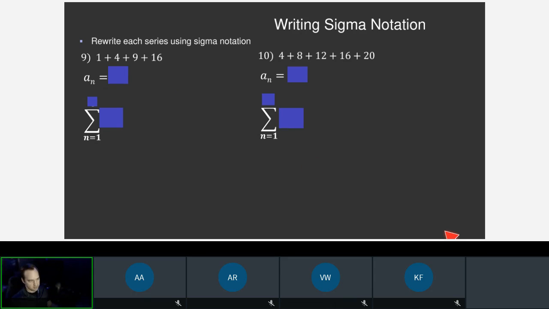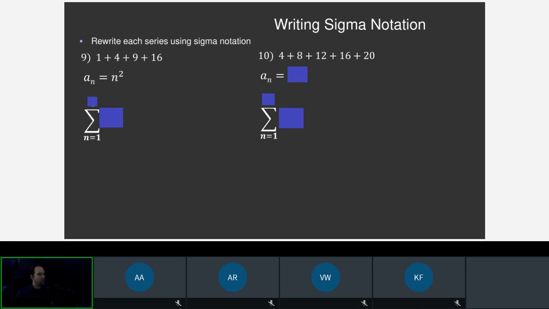N squared. Yep, it is n squared. So you're always squaring that term. So 1 squared is 1. When n is 2, 2 squared is 4. When n is 3, 3 squared is 9, and so forth. So we created the formula, n squared.